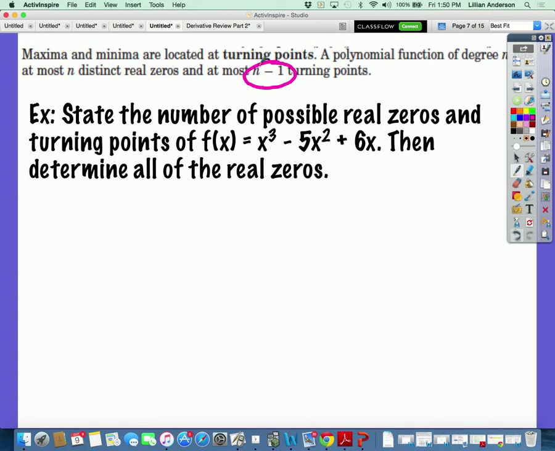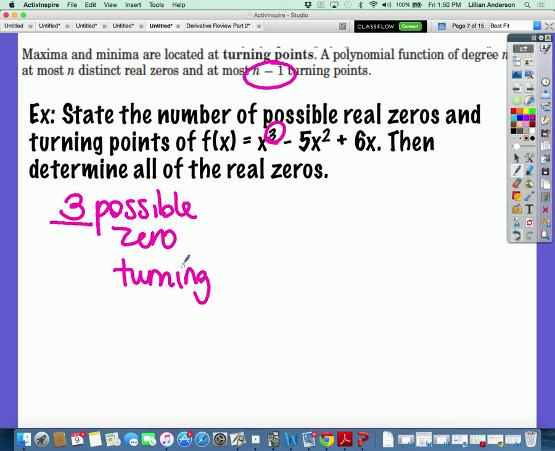Okay? What's another word for zeros? Roots or x-intercepts. So basically, whatever the degree is tells us that we could have possibly that many x-intercepts and at most n minus 1 turning points. So when we look at this problem here, what is our degree of this polynomial? It is 3. It's the largest one. So that means we have how many possible zeros? 2. Careful. 3. But what is the 3 minus 1 represent? The turning point. So we have at most 2 turning points.